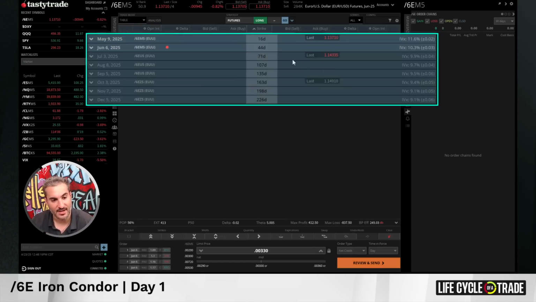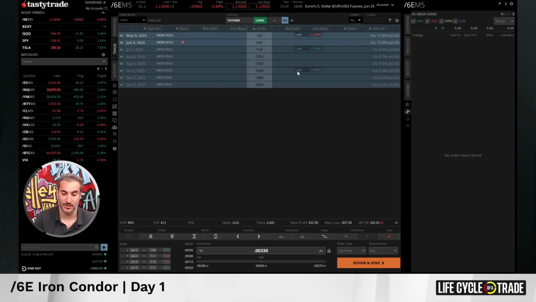Now you can see this next contract is trading at 114, so it's higher than where we're at right now. That's because there is a curve to futures, whether it be in backwardation or contango, and it is going to be specific to each product, not just to currencies themselves.